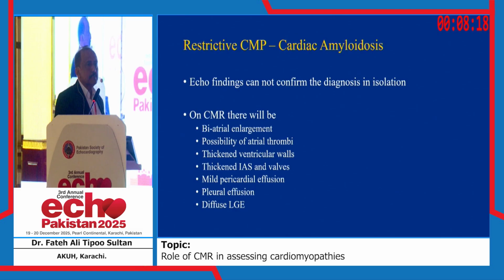There are different types of restrictive cardiomyopathy. Let's discuss them one by one. One is cardiac amyloidosis. Echo findings cannot confirm the diagnosis in isolation, but on CMR you can find biatrial enlargement, possibility of atrial thrombi, thickened ventricular walls, thickened interatrial septum and valves, mild pericardial effusion, and pleural effusion because of the heart failure, and there would be diffuse late gadolinium enhancement.